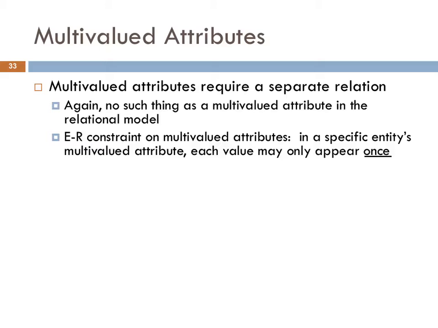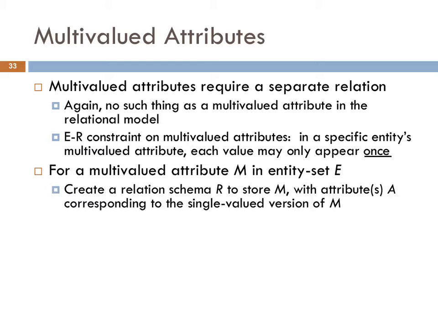Multi-valued attributes. These are far more interesting. Multi-valued attributes require a separate relation schema to represent the multiple values, because the relational model only supports atomic data values stored in relations. Basically, since we have the ER constraint on multi-valued attributes that, for a particular entity, all of the values in the multi-valued thing have to be distinct. They're sets, again, sets of values. So we end up with something like this: for multi-valued attribute M in entity set E, a relation schema capital R to store M.